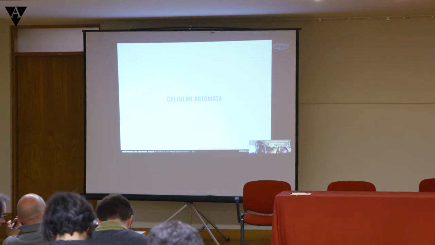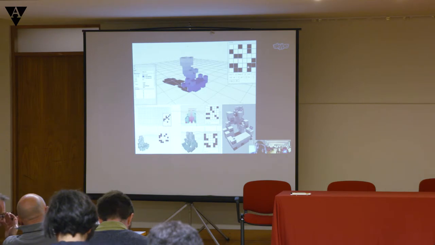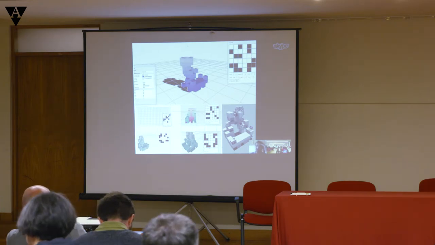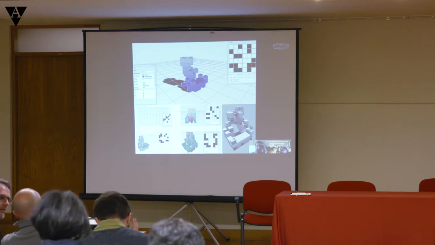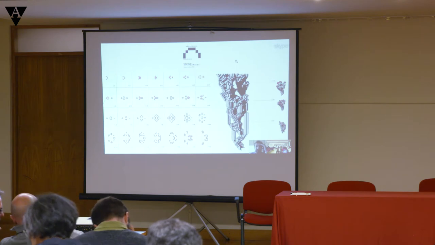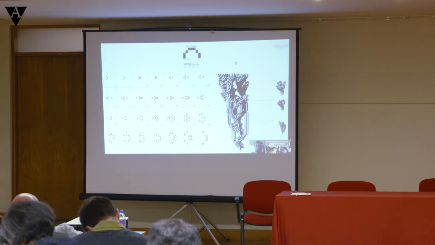We started with cellular automata, where we have a rule of a cell in relation to the neighbor cell. And only by changing generation, this relation gives way to an emergent form. And so, in a way, the form grows according to the same local rules.